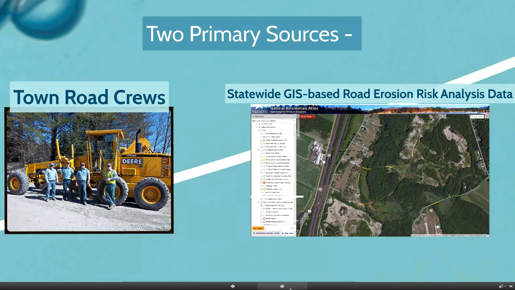The second source is this statewide GIS-based road erosion risk analysis data, and this is something that's in development.